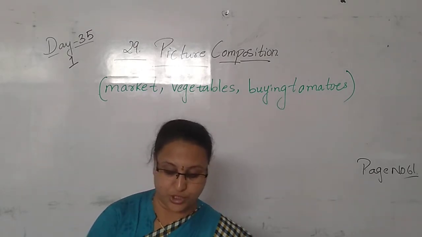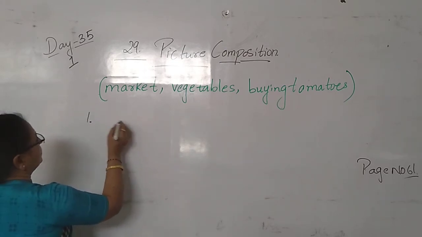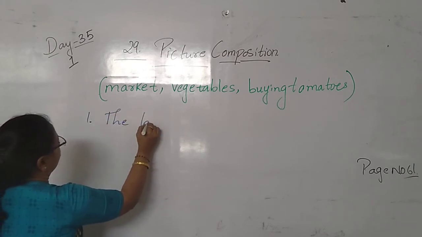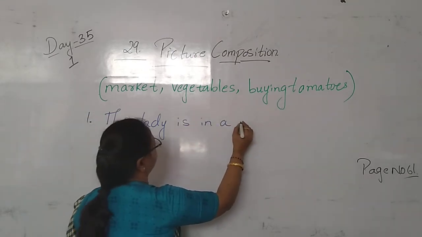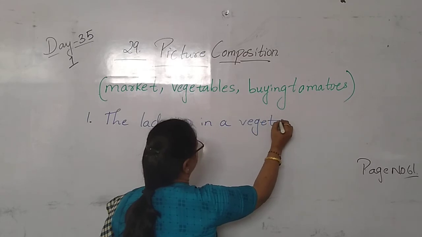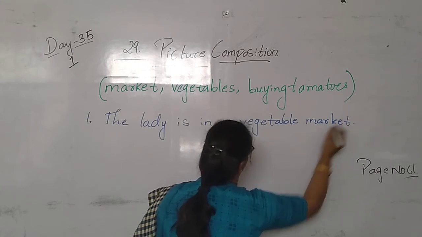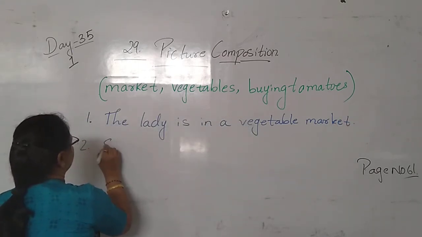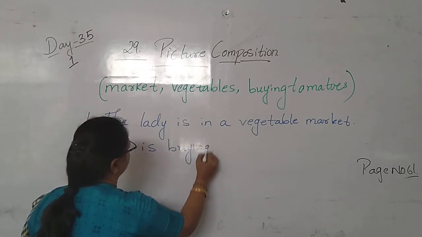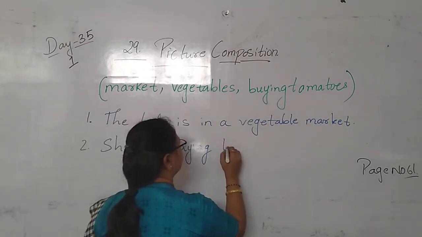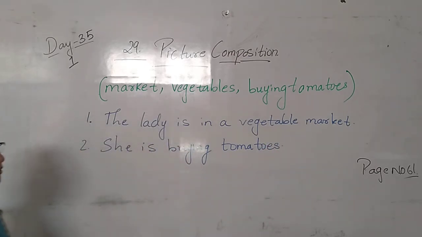So the first question here is what? The lady is in a vegetable market. Vegetable market. Yes. She is buying tomatoes. What? Tomatoes. She is buying tomatoes.